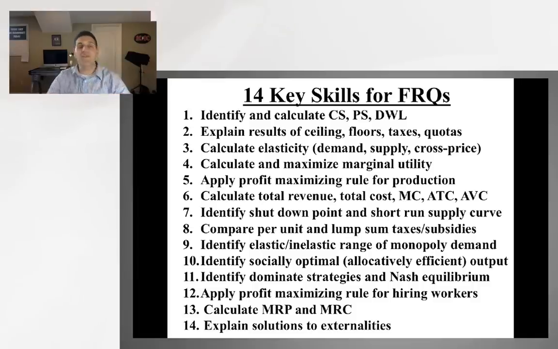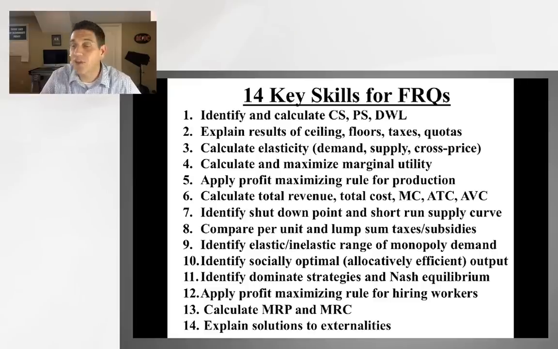In the last video, I went over 1 and 2, identify consumer surplus, producer surplus, deadweight loss. And in the last video, I also did ceilings and floors. Today, we did elasticity, calculating elasticity of demand at least. We didn't do supply. I didn't do cross price, but you understand the idea that it's the percent change in quantity divided by the percent change in price. In number 4, calculate and maximize marginal utility. That's the only thing I did not do in any of my review sessions. I didn't go through that process.